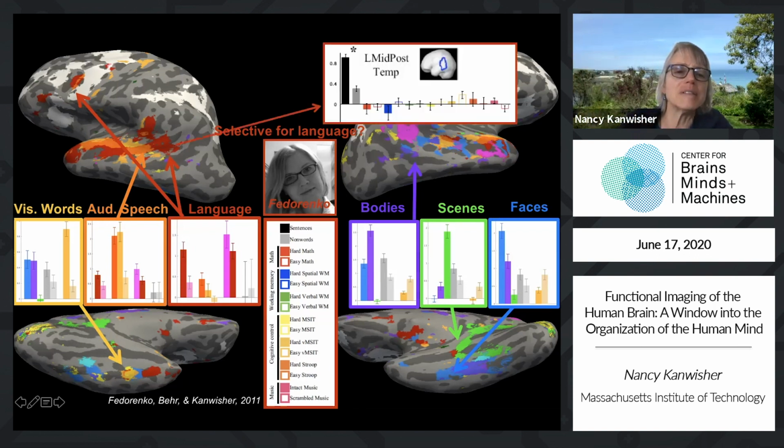And the answer is pretty simple. Here's a region, a language region in the back of the temporal lobe, sometimes known as Wernicke's area. Here's its response when you read sentences, and when you, in light gray, when you read strings of non-words. That's meaningless things that look like they could be words, but they're not actual words. And here's the response in all the other tasks. Big bunch of nothing. So what that shows is that this region is very selectively involved in processing language information.